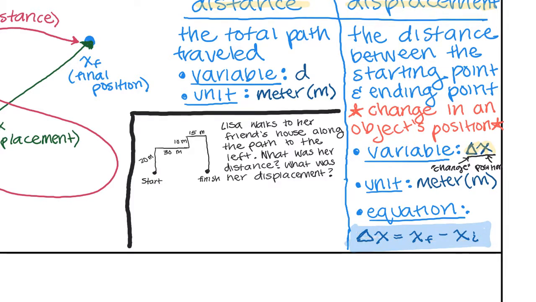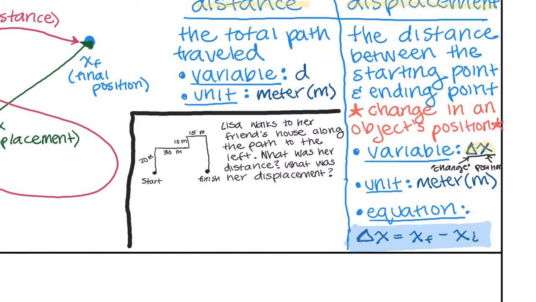I represent x final with that little f, which is what we call a subscript, after the x, and a little i after the other x to represent the initial position. We call those subscripts. They're simply there to represent, because we do have two different positions here, your final position and your initial position. So we use a little f to represent your final position and a little i to represent the initial position.